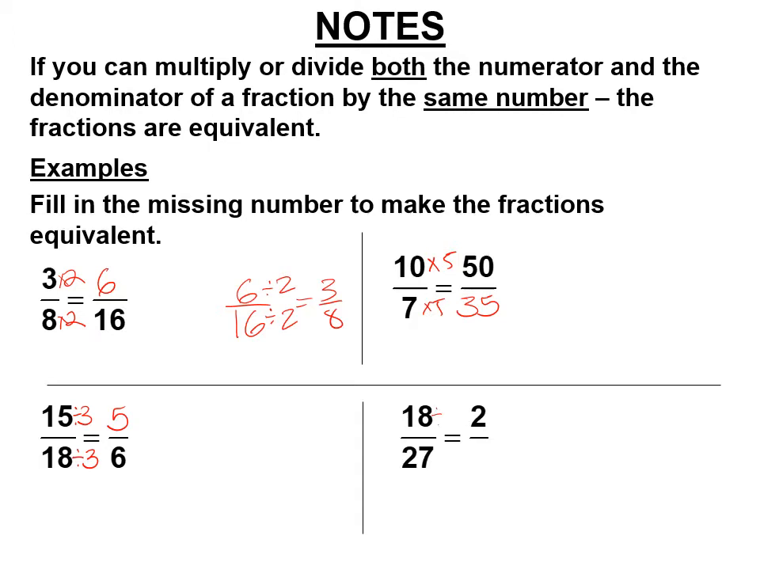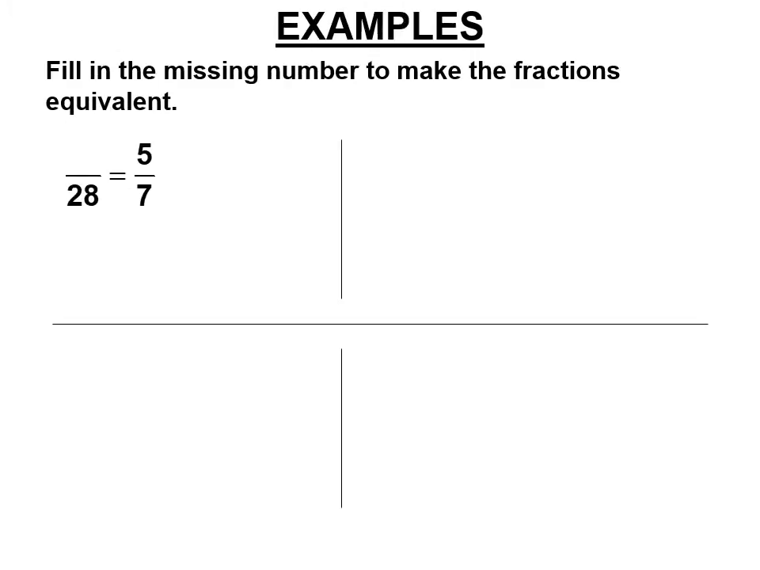18 divided by what makes 2? 18 divided by 9 makes 2. So 27 divided by 9 is 3. 18/27 is the same as 2/3. That has to be a 3 for them to be equivalent. So we're going to keep going.